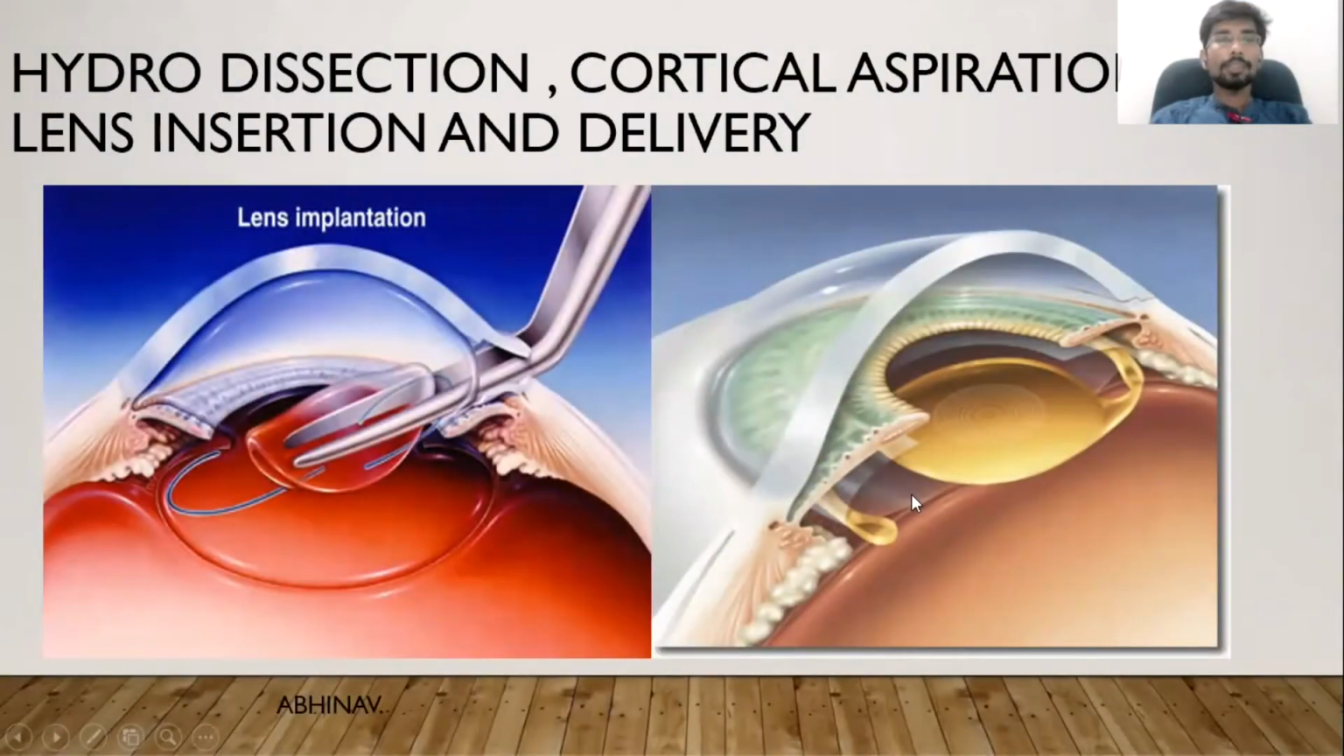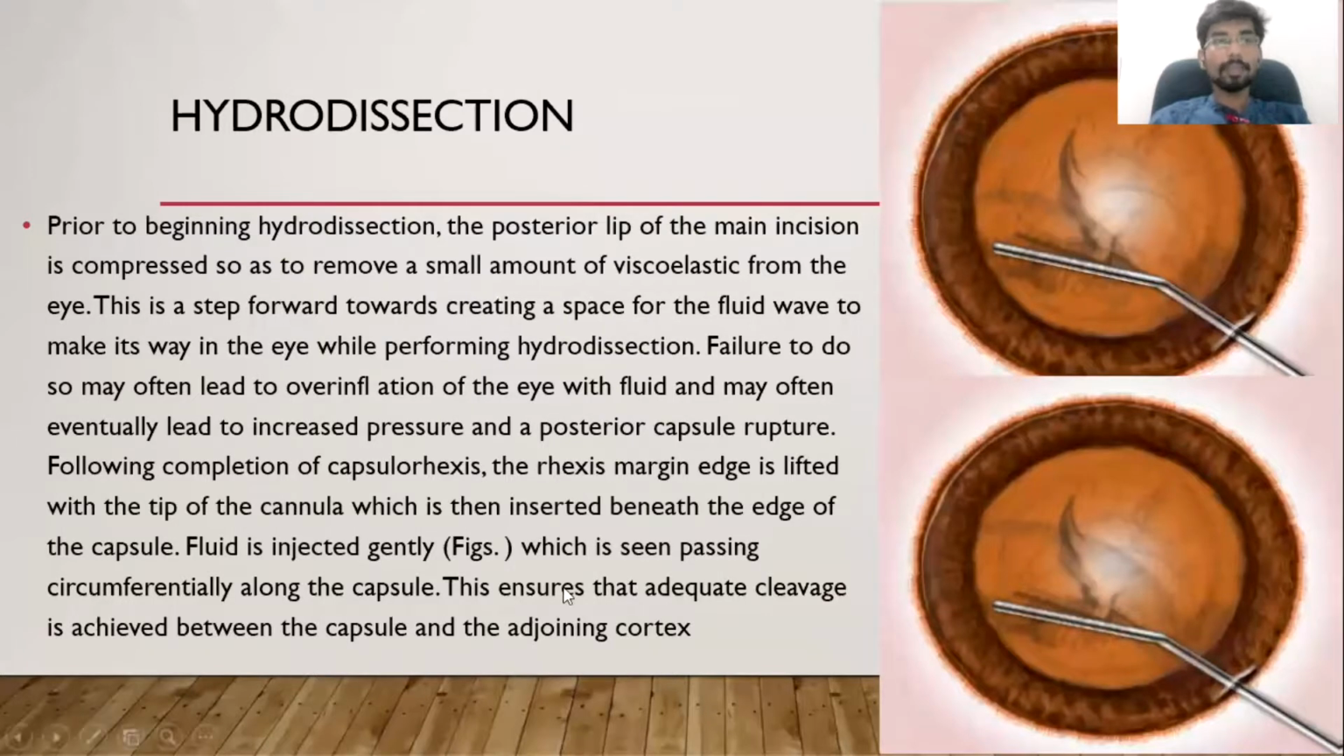In this video, we see about hydrodissection, cortical aspiration, lens delivery, and insertion. Prior to beginning the hydrodissection, the posterior lip of the main incision is compressed so as to remove the small amount of visco material from the eye.